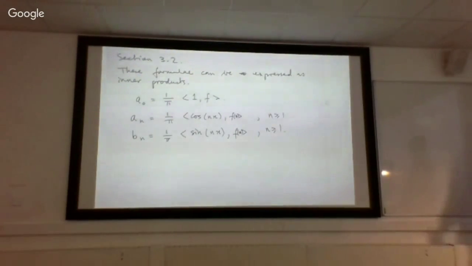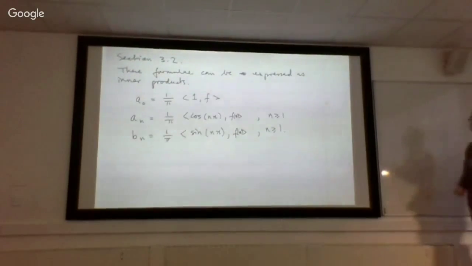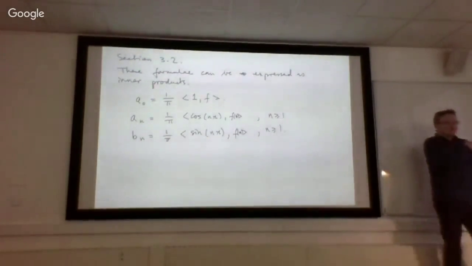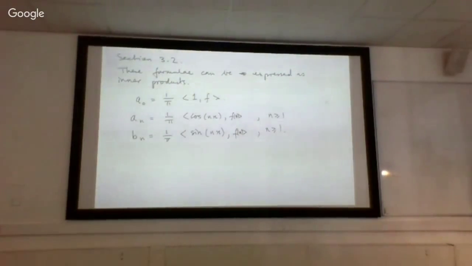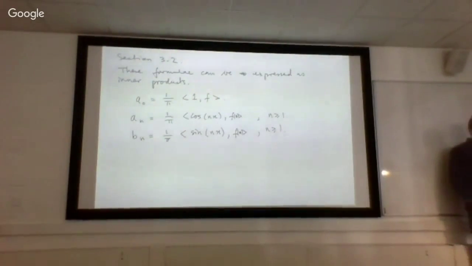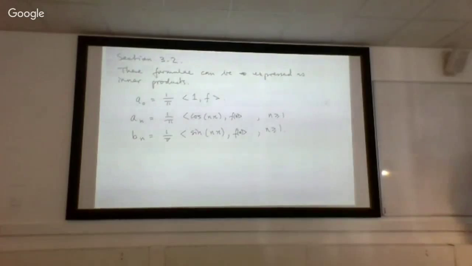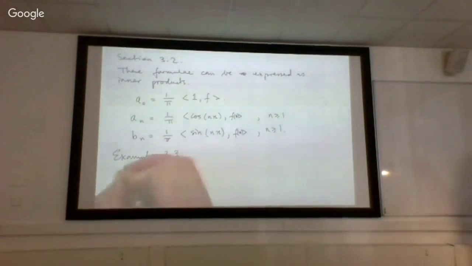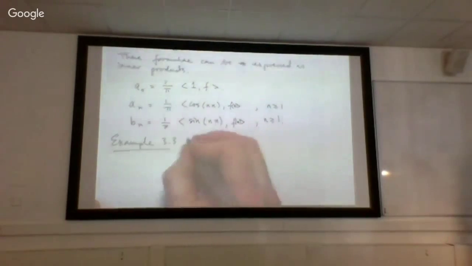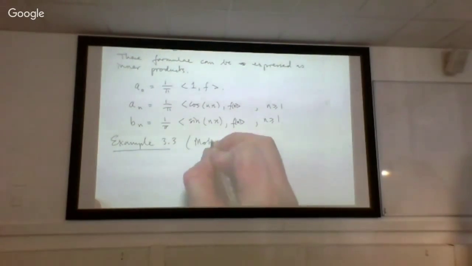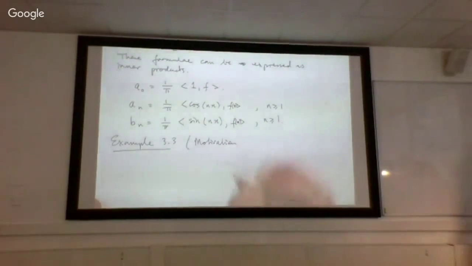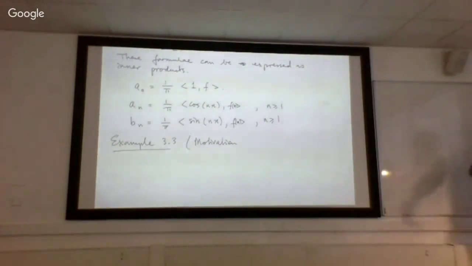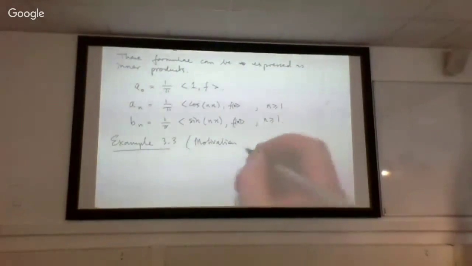And this kind of gives a clue to how we're going to. Now, this isn't quite a proof of these Fourier series formulas, but it is at least some motivation for them. So if you look at example 3.3 here, I won't call this a proof of the Fourier series, but it's motivation or some justification for these formulae for the Fourier series coefficients.